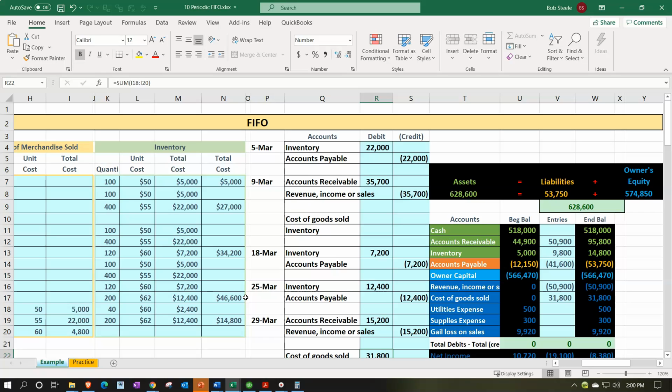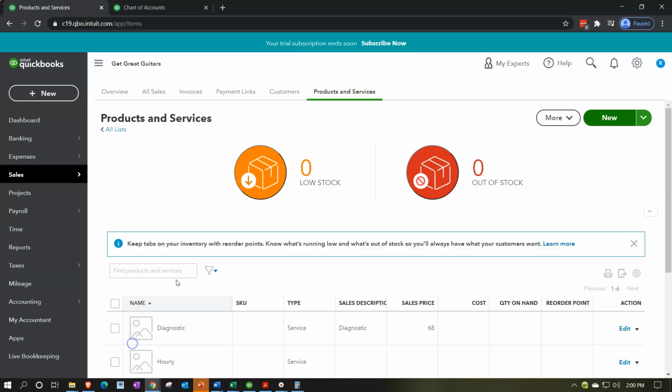You could use a periodic system, which means you're counting the inventory possibly in something like an Excel worksheet in order to make the adjustments if you need to. We will be using the perpetual system next time, however, just so we can practice the full inventory system. We'll be setting up the inventory items next time.